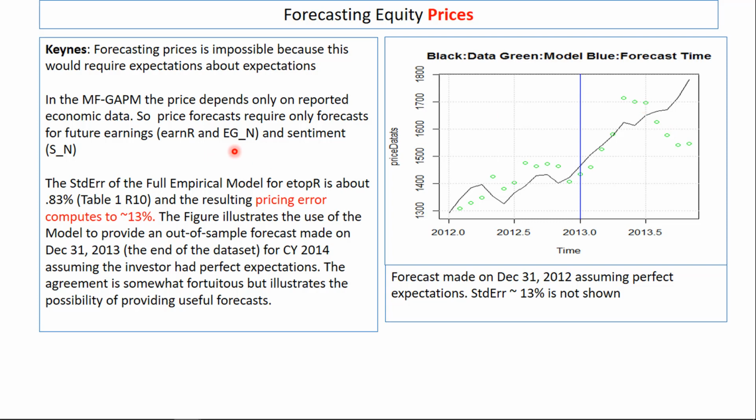For this particular run, the standard error is about 0.83%, and the resulting pricing error, which includes the inflationary floor, computes to about 13%. So the pricing error here is less than the yearly volatility of the price, which is typically about 16-20%. So this just provides an example of how to use the model. You can actually use the regression models that's in the paper, the full model.